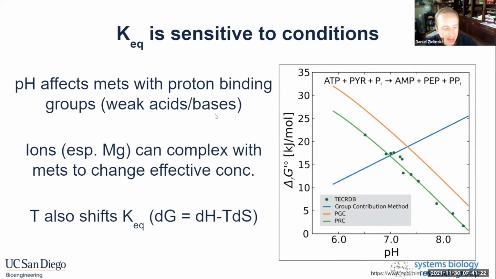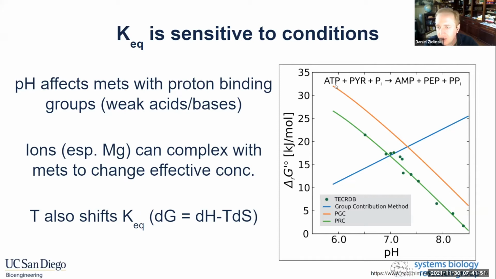KEQ is not an absolute term. It's the inherent favorability of a reaction, and some things make reactions more difficult to run. So KEQs are dependent on the conditions that we're running it on. For example, they depend on the pH because certain reactions or certain metabolites have proton binding groups. And so if you add more protons to your system, that makes these reactions harder to run.